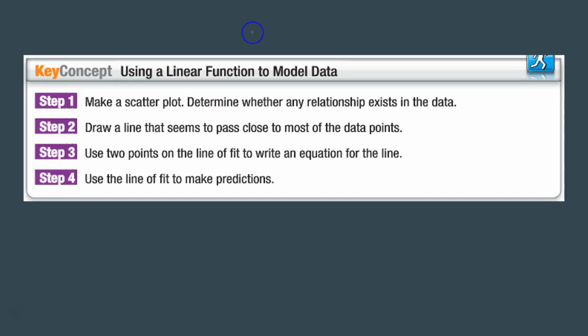Then the next step we're going to do is to draw a line that seems to pass close to most of the data points. Then step 3, we're going to use the points on the line of fit to write an equation for the line. And then the last step, we're going to use the line of fit to make any predictions.